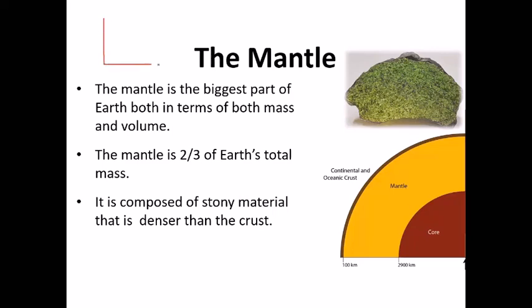So if we were going to draw a pressure temperature diagram, there's pressure on this axis, here's temperature on this axis, and I'm going to draw a line representing the melting temperature of the mantle. It's going to go up. So the melting temperature of the mantle is going to go up with increased pressure, and of course pressure builds up as you get lower and lower into the Earth, because there's more and more rock sitting on top of you. That's why. So the mantle is the biggest part of Earth, both in terms of mass and volume. It's 2/3 of Earth's total mass, and it's composed of stony material that is denser than the crust.